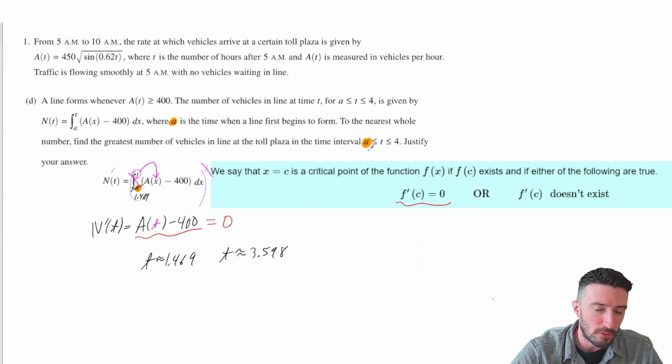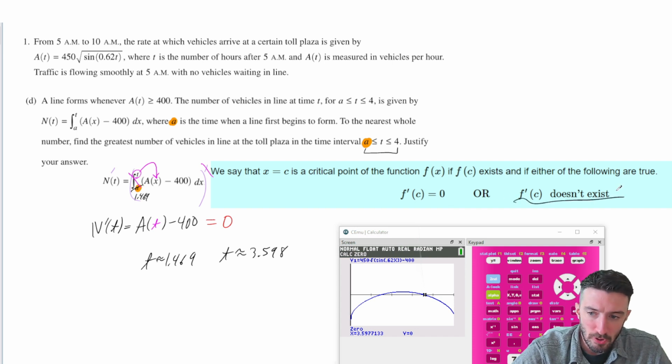Now, ironically, when we're trying to plug in, a shows up not only as a critical point, but also as an endpoint. So we don't need to plug it in twice, obviously. And as far as n prime not existing, well, we actually have a graph of n prime here because it's a of t minus 400, and it looks like it exists on the entire interval leading up to 4. So we're actually okay on that. We don't pick up any extra critical points from n prime not existing.